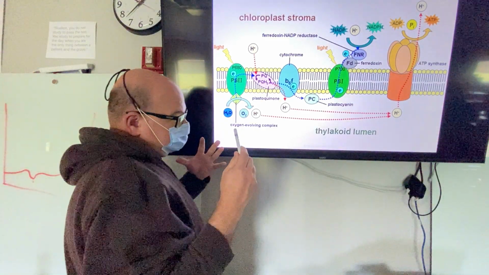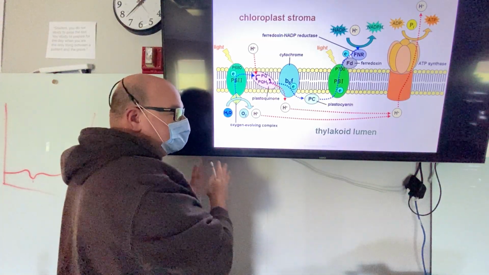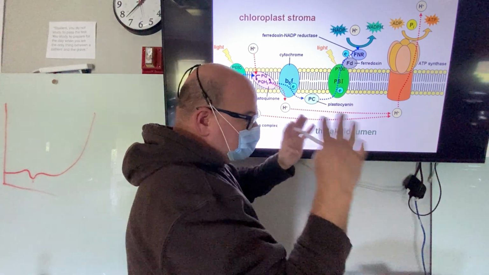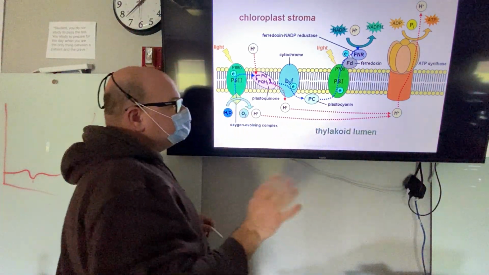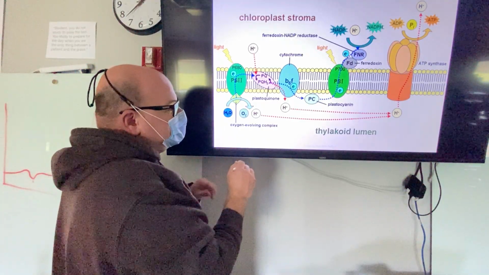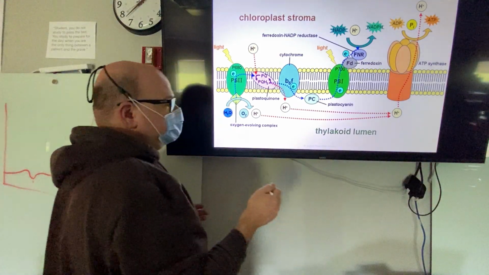So you have to be able to separate these out. What are the ingredients of this one? What are the products of this one? What are the ingredients of the Calvin cycle? What are the products of the Calvin cycle? We're not going to talk about that one today. The only thing we're doing in photosystem 1 and 2, or the light reactions, is splitting water.